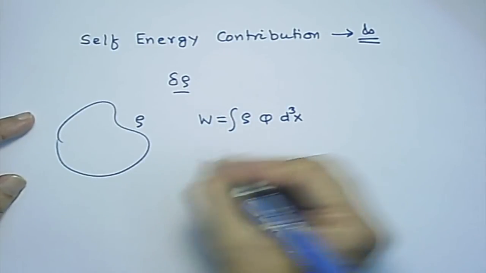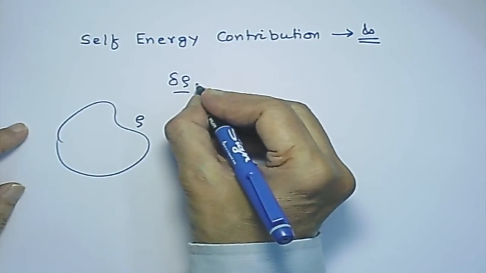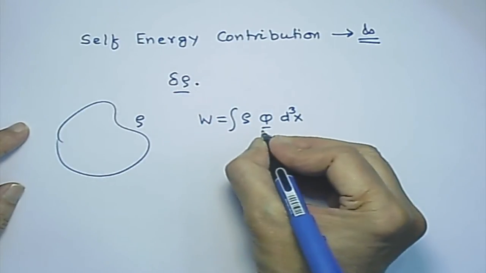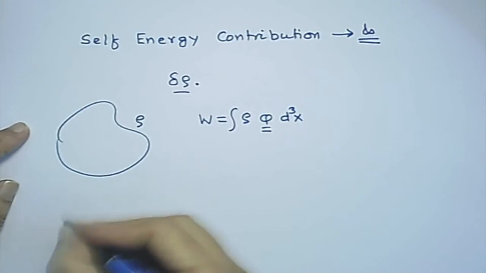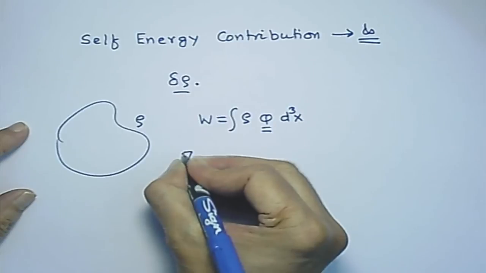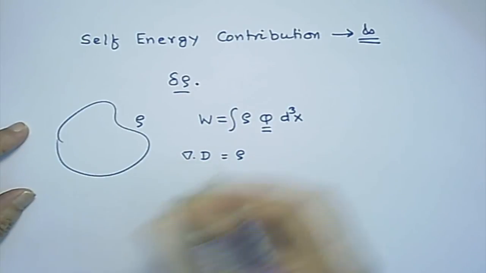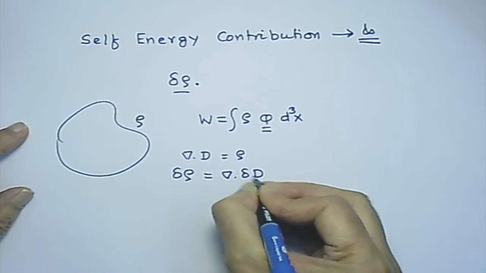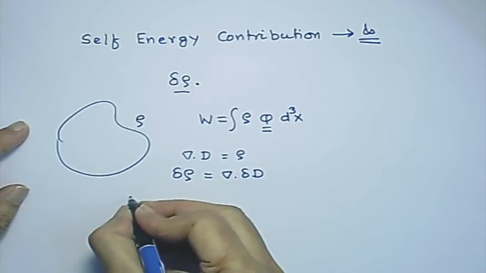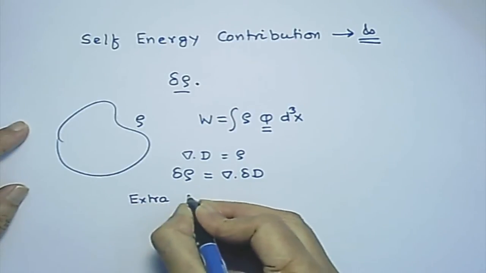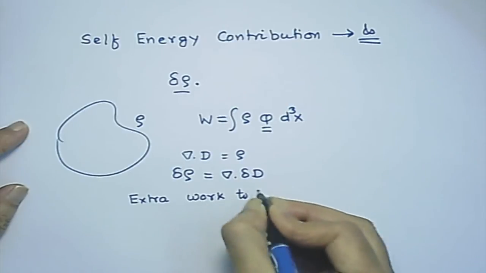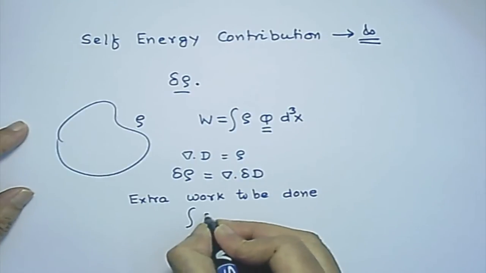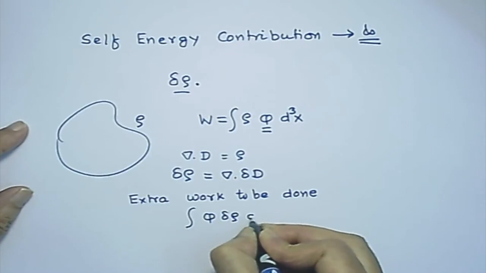Now I am bringing delta phi and delta rho extra, and phi is the potential in the presence of whatever we had. When we add the true charges, I have del dot D equal to rho. So therefore my delta rho, which is what I am trying to increase, is del dot delta D. So my extra work to be done, as I am bringing in true charges, is nothing but phi delta rho d cube x or d tau.